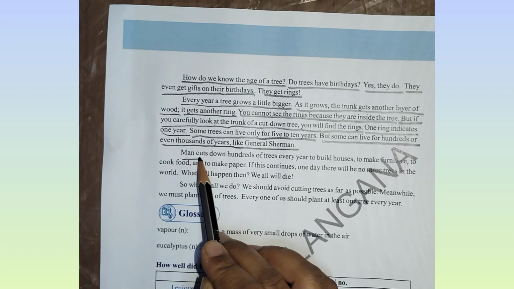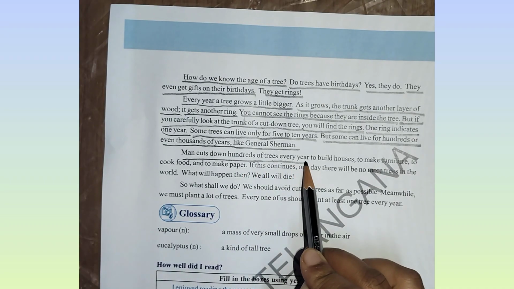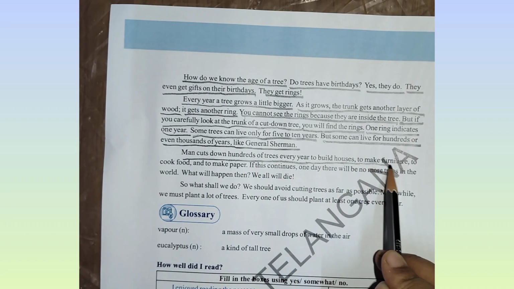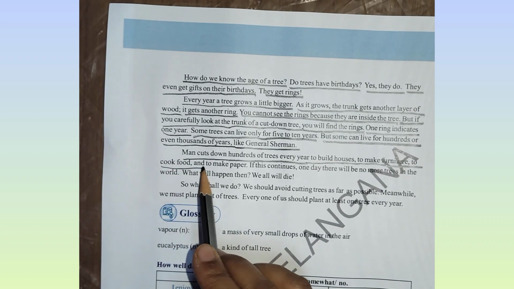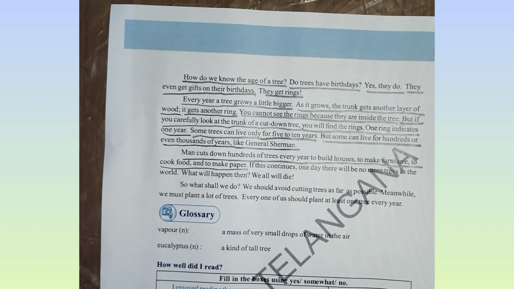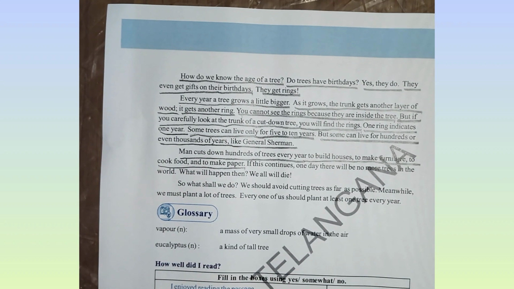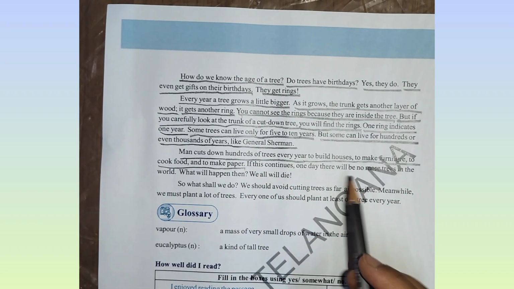Man cuts down hundreds of trees every year to build houses, to make furniture, to cook food and to make paper. Day by day we are seeing that so many people are cutting the trees on the roads, on the streets and in the areas. For what purpose? To build houses, to make paper, to make rubber, to make furniture, to cook food. Like that they are using the cutting of trees for all these activities.